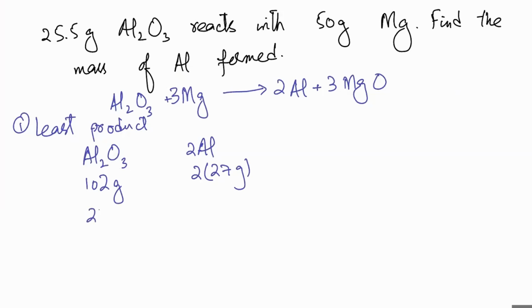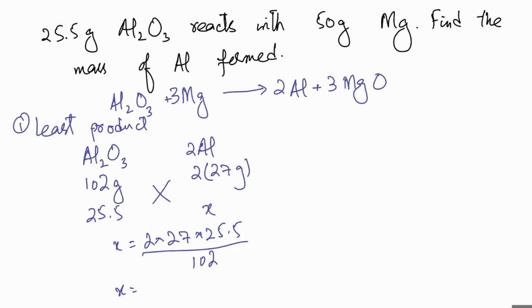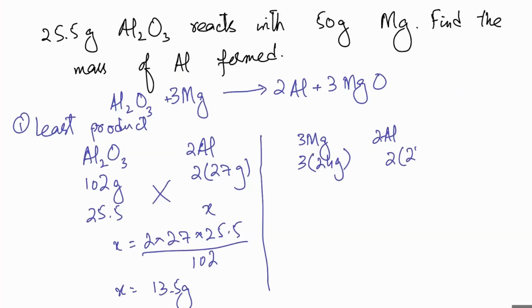So 25.5 grams will produce X. Cross multiply, and we get this. So this tells me that this should produce 13.5 grams. Okay, let's try the other one. So 3 times 24 grams produces 2 times 27 grams. You have to give the value for 1 mole, that has come. So I have 50 grams.